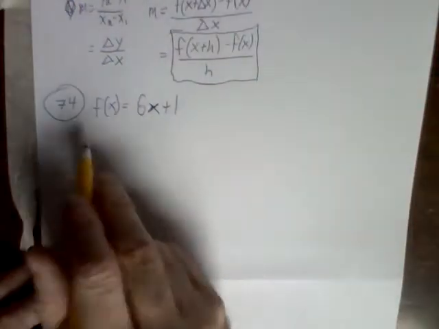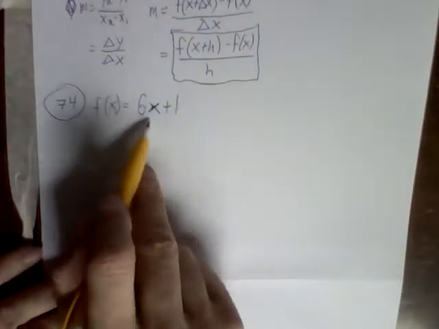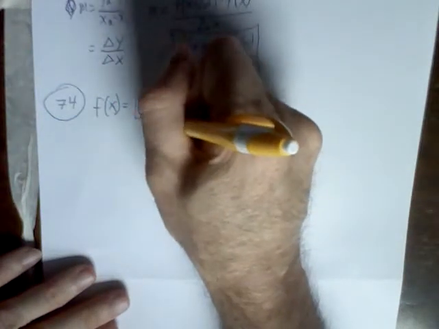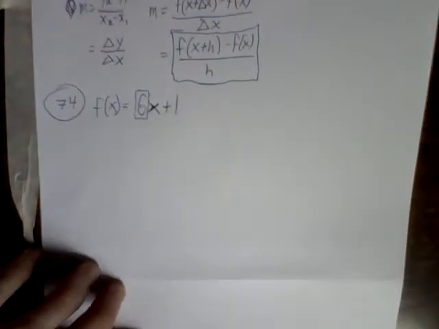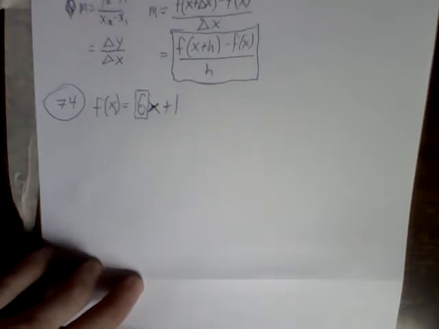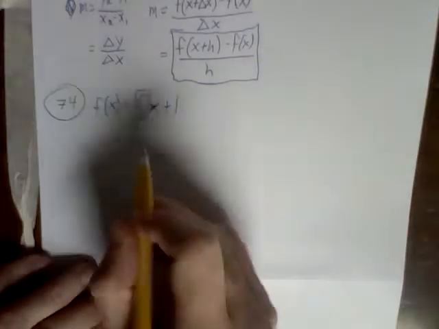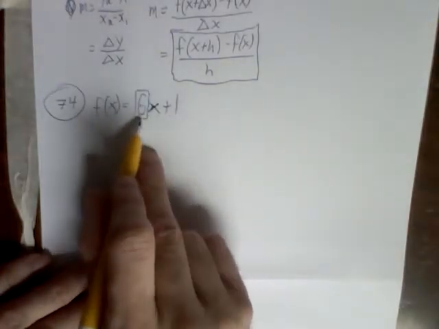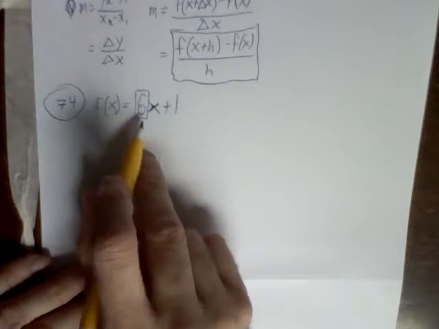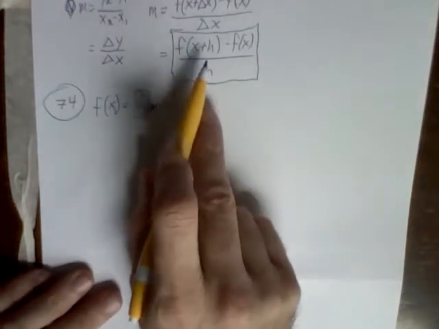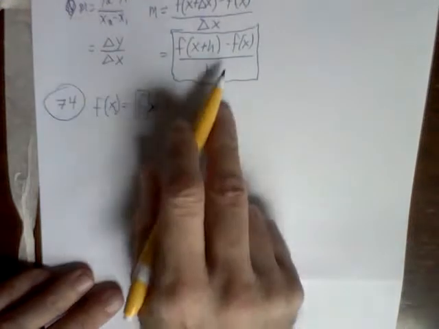Okay, so f of x is 6x plus 1. We know the slope, right? If we remember our slope-intercept form, it's y equals mx plus b. So the slope is 6. And I'm hoping that I'll get the same answer if I use the difference quotient. I probably will, right? So let's take a look.